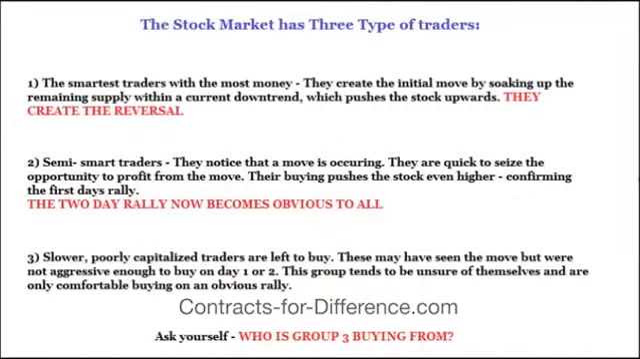Group number three, we've called them the slower, poorly capitalized traders. These are the ones that aren't confident enough to buy when the price is falling. They want to see quite an obvious rally before they jump in, and these are the ones, God bless them, who buy the peak of the rally every time.